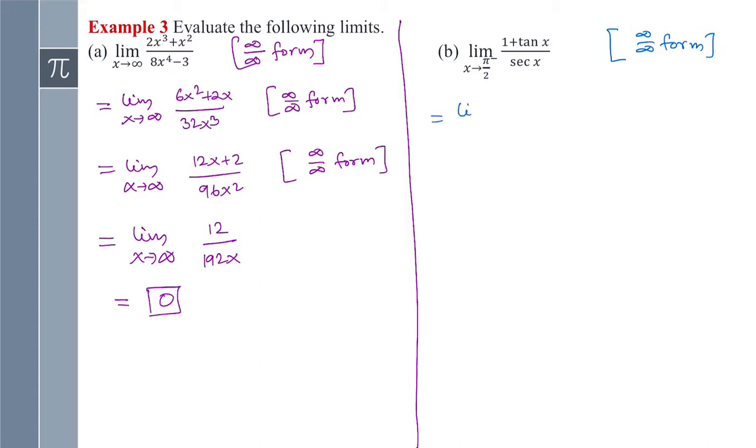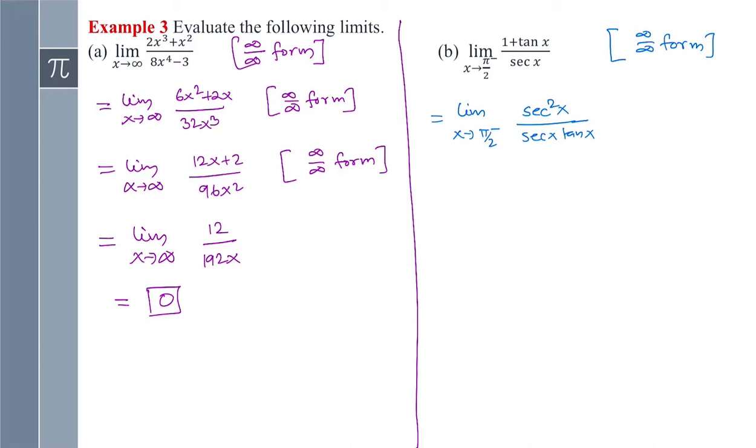Then let's use L'Hopital's rule. So x approaches pi over 2 from the left. The derivative of 1 is 0, the derivative of tangent x is secant squared x, over the derivative of secant x, which is secant x tangent x.